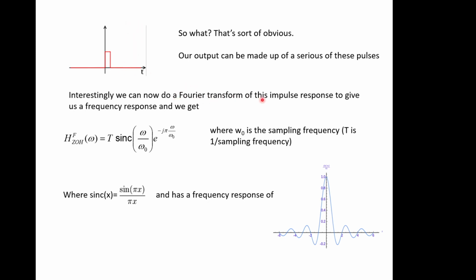But now we can do a Fourier transform with this impulse response because this is in the time domain, and this gives us a sin x over x response, which is interesting in its own right. So we've got something in terms of frequency which is quite wobbly, where sinc is defined as a sin x over x response, and that has that kind of frequency response. So we can see that we're starting to get something that's now getting a little bit messy.